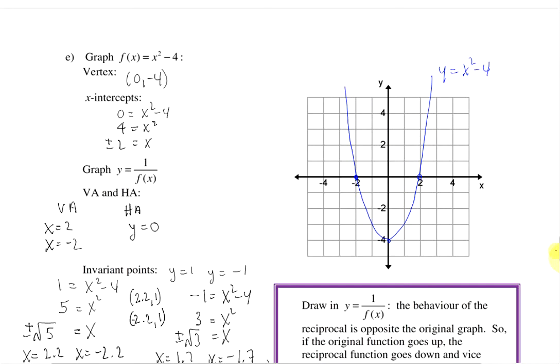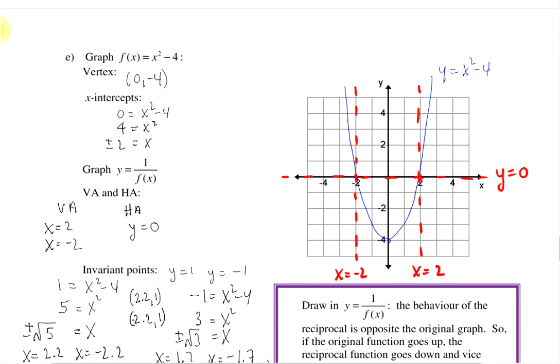We will start with our invariant points. We will draw vertical asymptotes. Sorry, not our invariant points. We're going to start with the vertical asymptotes, where x is equal to -2 and x is equal to 2. And then our other asymptote is horizontal, and it is at y equals 0.